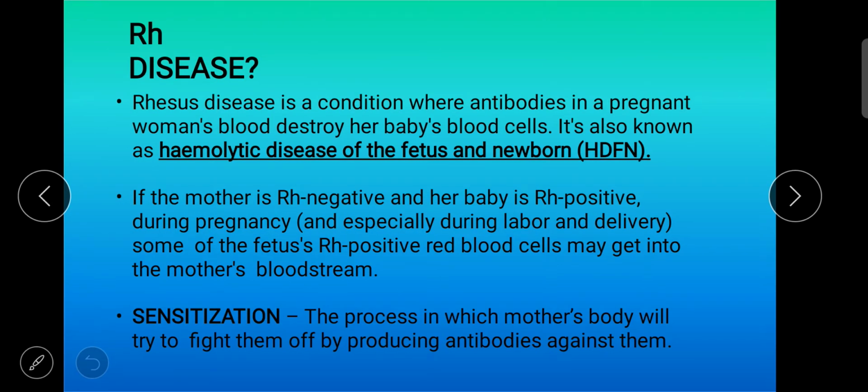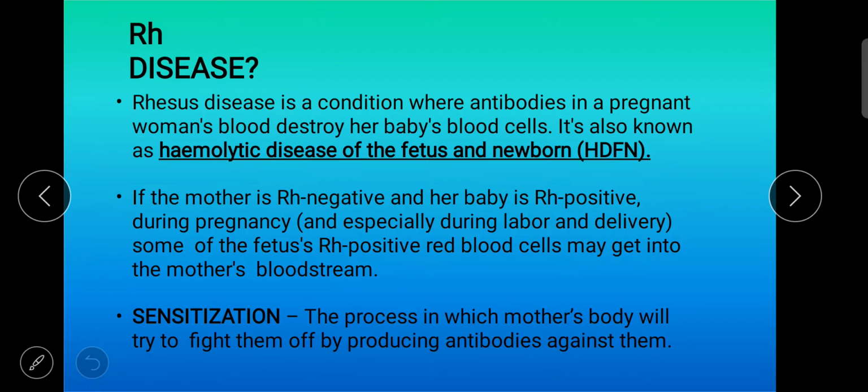RH disease. Rhesus disease is a condition where antibodies in a pregnant woman's blood destroy her baby's blood cells. It is also known as hemolytic disease of the fetus and the newborn. What happens in case of RH incompatibility? The mother's antibodies will destroy the baby's blood cells.